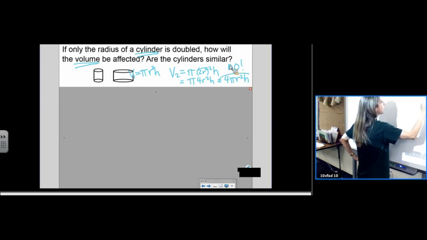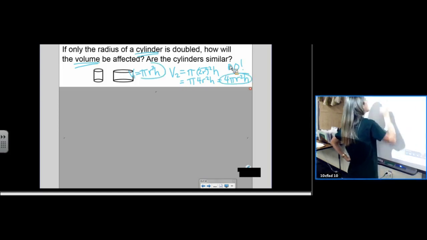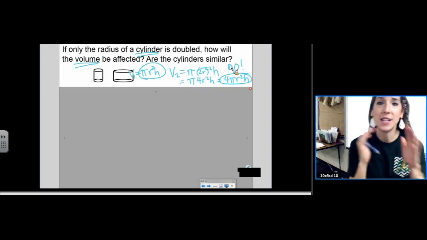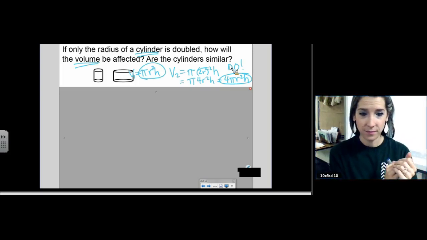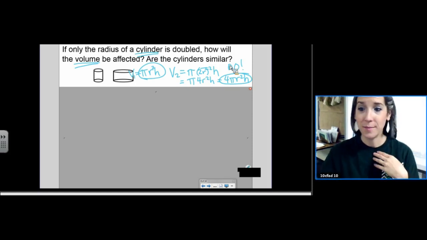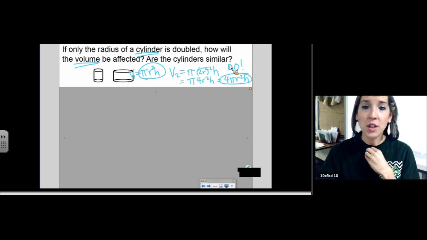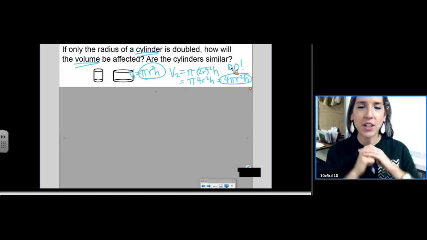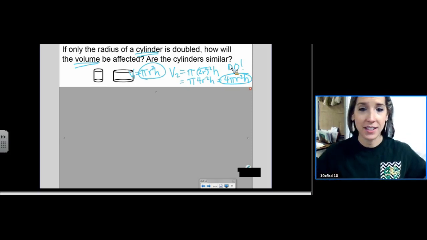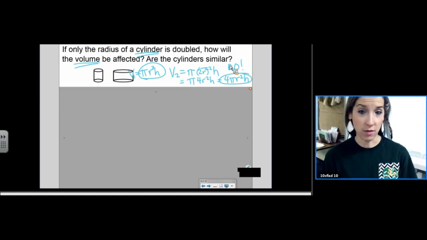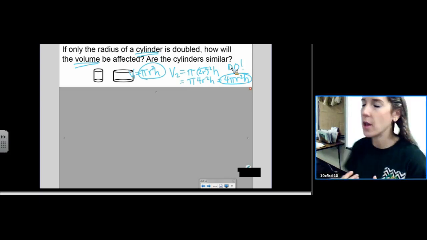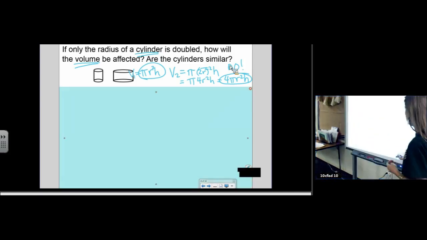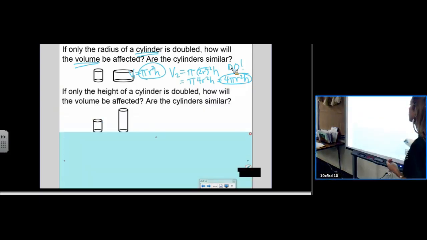Then you ask yourself, the whole answer to the question is, how does the new volume compare to the original volume? Good. It's 4 times greater. So if you double the radius of a cylinder and you don't touch anything else, then you will quadruple the volume. If you double the radius, you'll quadruple the volume. That's the answer. Okay, let's try and see what happens.